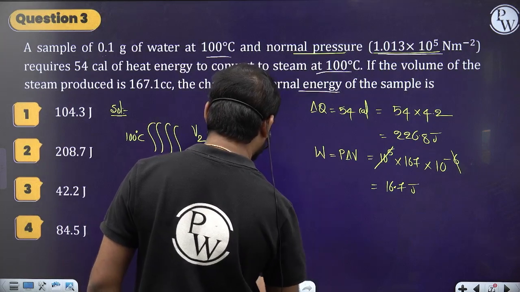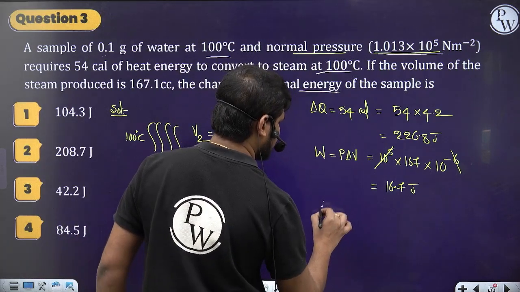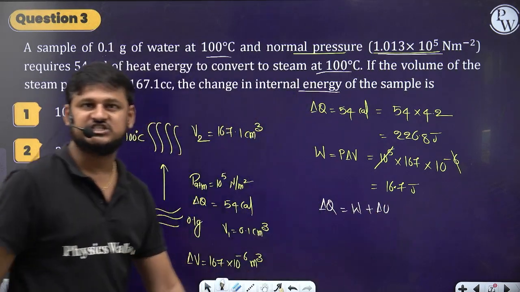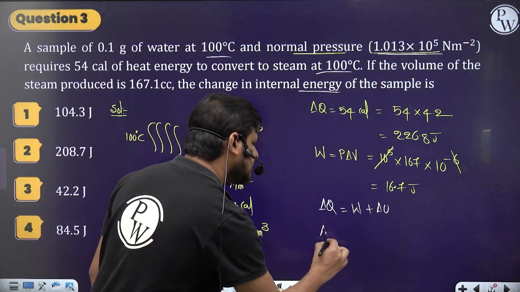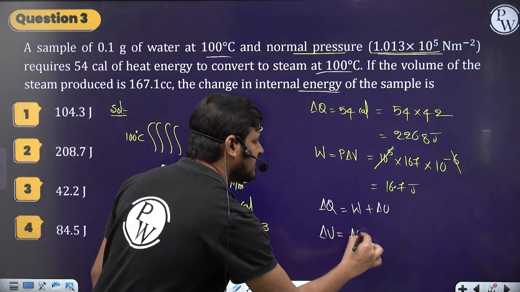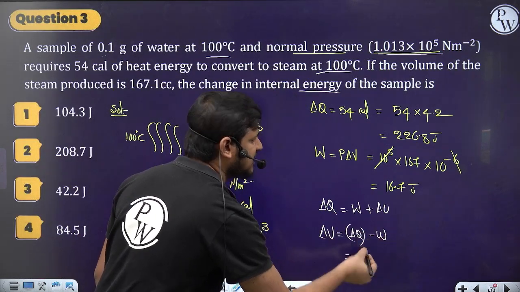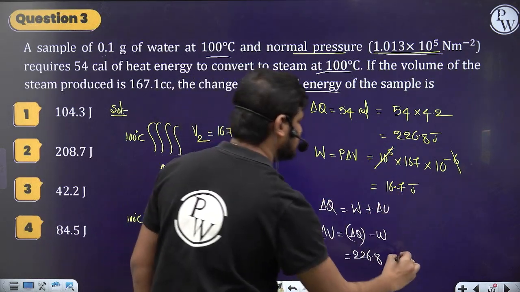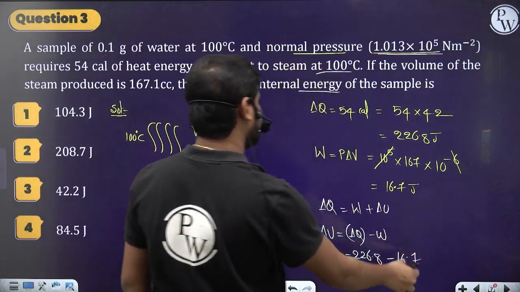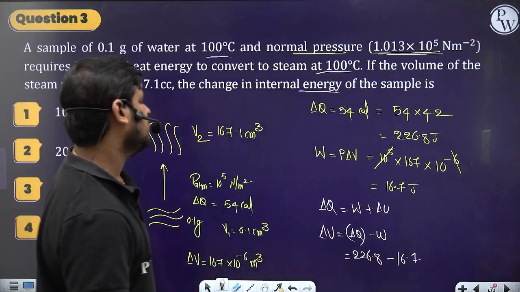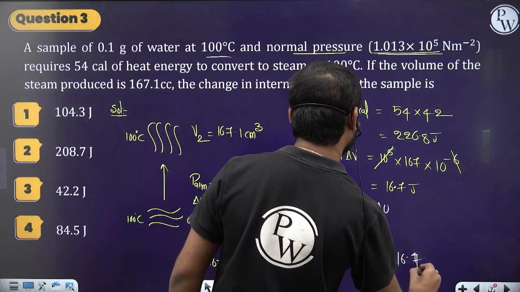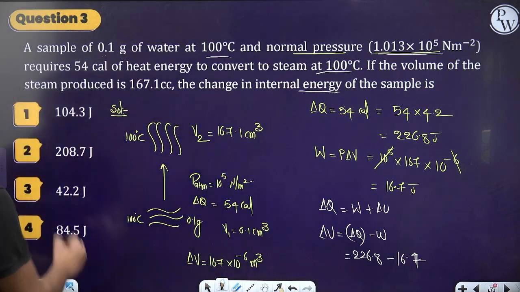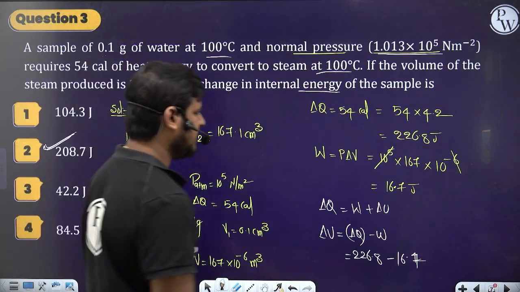Then I just use this concept. According to the first law, delta Q is equal to W plus delta U. So I need the change in internal energy, right? So delta U is equal to delta Q minus W. So what is delta Q? 226.8 minus 16.7. If you subtract 16, it will be 212, right? Not 212, so 210 approximately. The closest option I will go for is 208 approximately.